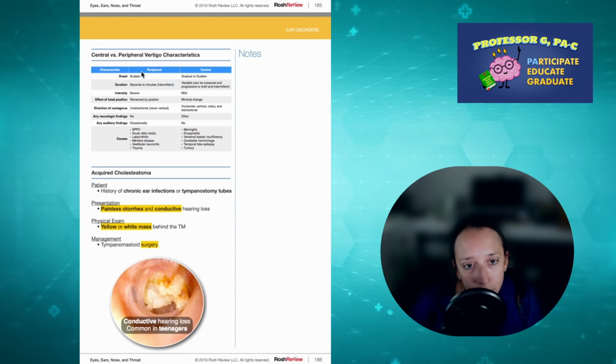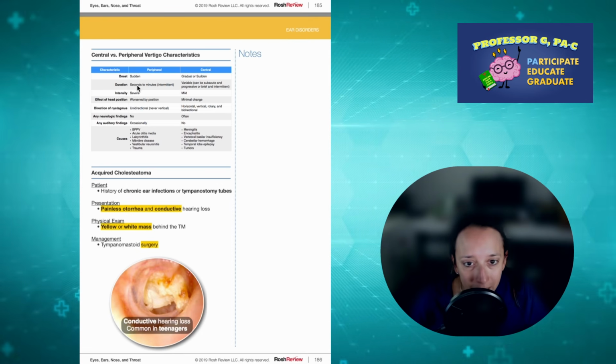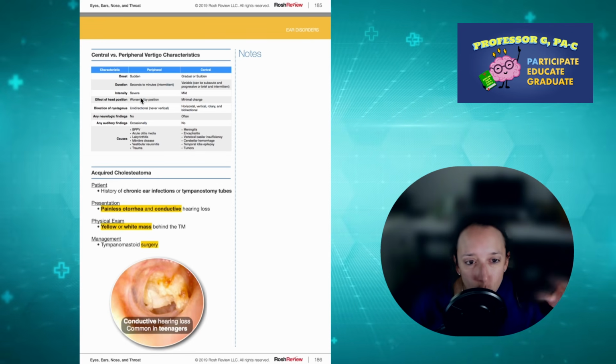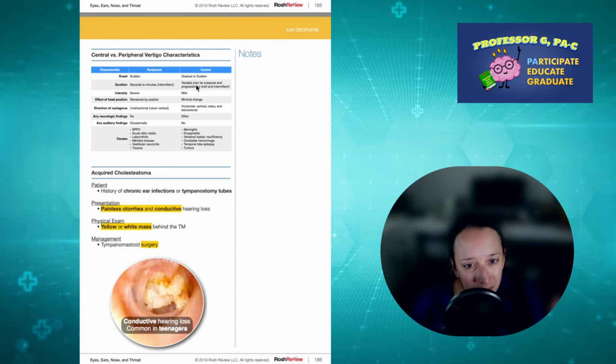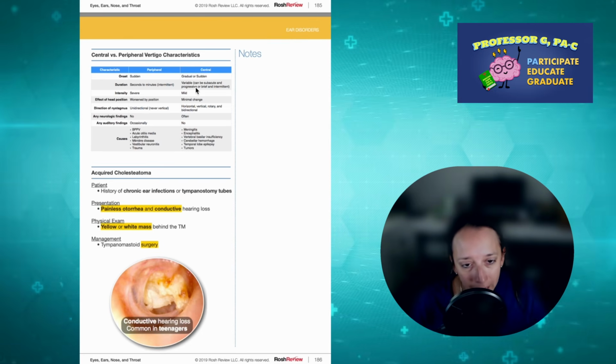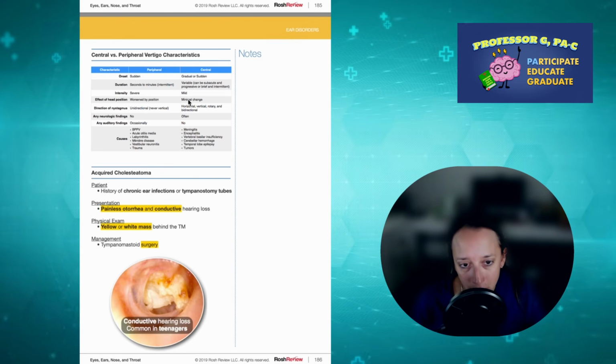Major things we're going to see is peripheral vertigo is usually more sudden, and it lasts shorter periods of time, so more seconds to minutes. And the intensity is really, really severe in peripheral. Whereas in central, we'll get a little bit less sudden, a little milder, and it won't usually be worsened by position.